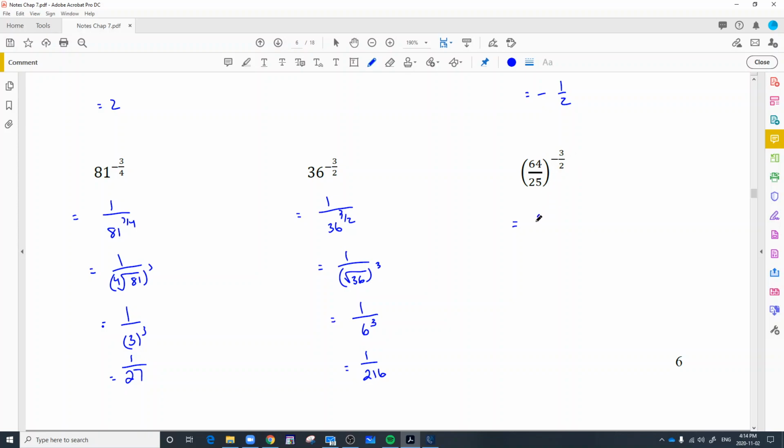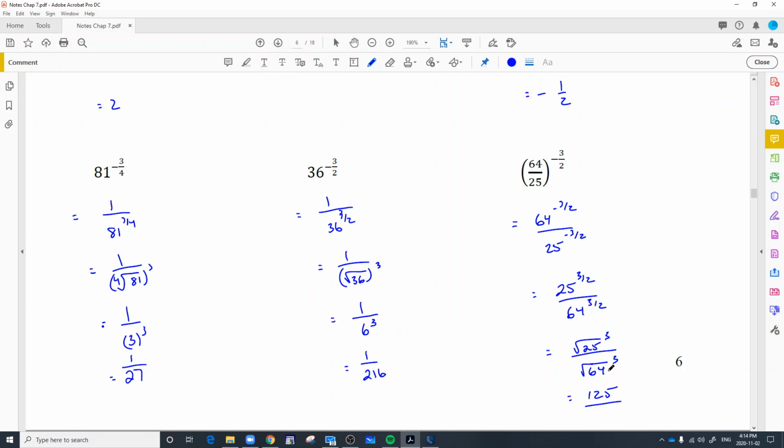All right, when we have a fraction to a negative exponent, what you can do is flip the entire fraction, because this is 64 to the negative 3 halves over 25 to the negative 3 halves. We apply the power rule. So what we're going to do is flip it. It's going to be 25 to the 3 halves over 64 to the 3 halves. Then we're taking the square root of 25 cubed over the square root of 64 cubed. So the square root of 25 is 5. 5 cubed is 125.